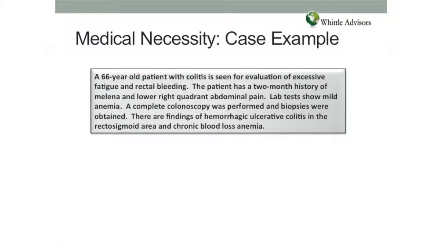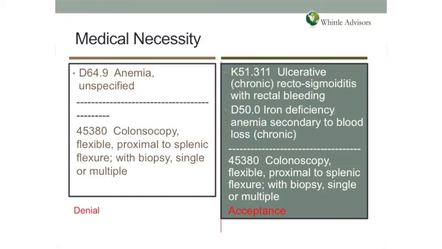Okay, I brought you a medical necessity case example, and you'll see here that this is a 66-year-old patient with colitis. It's being seen for the evaluation of excessive fatigue and bleeding. The diagnosis in the chart is just plain old anemia. On the next slide, you have a comparison. You have an I9 anemia unspecified code, and then your procedure is down here at the bottom.